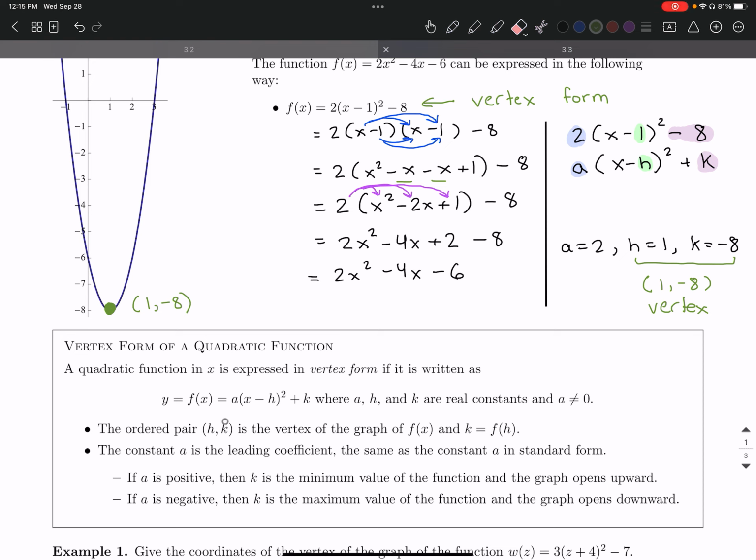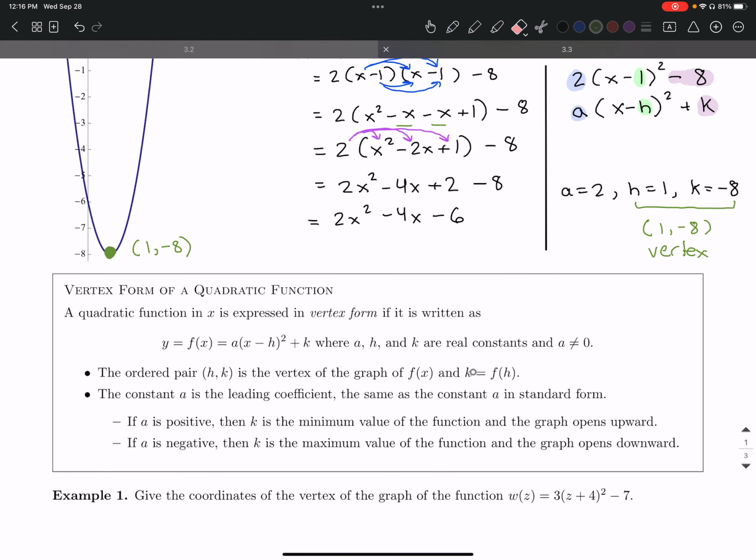Okay, so that's the claim here. (h, k), when you're written in vertex form, is the vertex of your graph. This is just a statement that makes it clear that f of h equals k means that h, the x value of your vertex, when you plug it into your function, will result in the y value of the vertex, which is k.